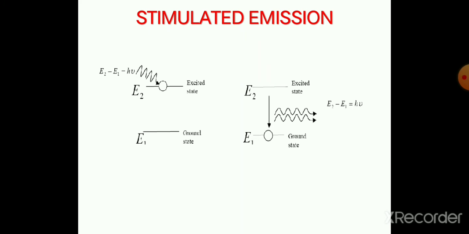The stimulated emission rate depends upon the number of atoms available in the excited state and also the energy density of photons. Here, the stimulated emission rate is directly proportional to the number of atoms in the excited state and also directly proportional to the density of photons.